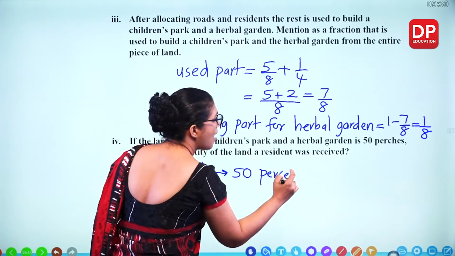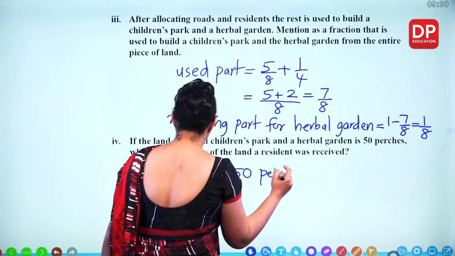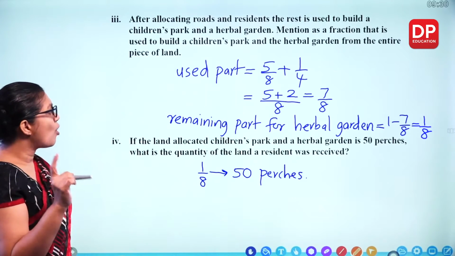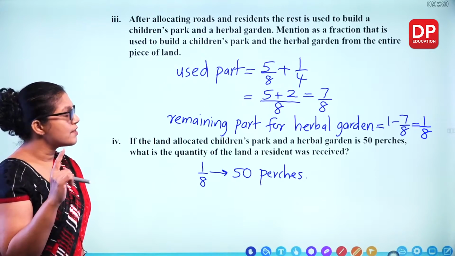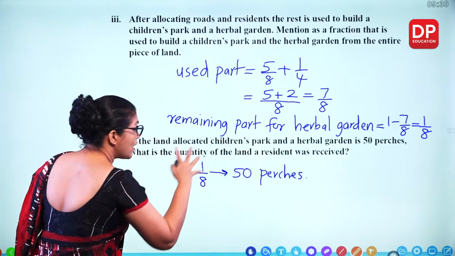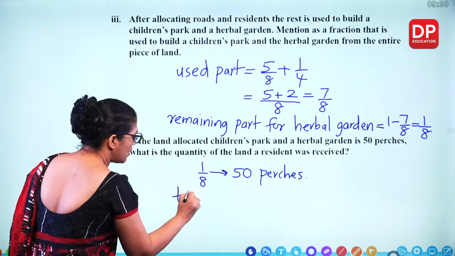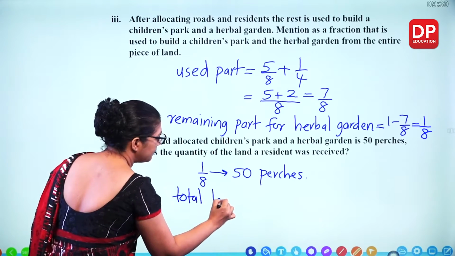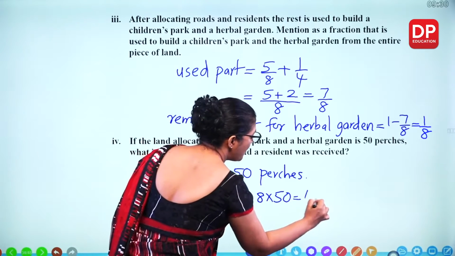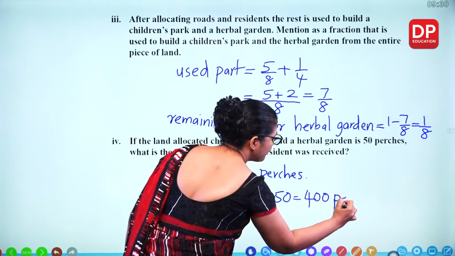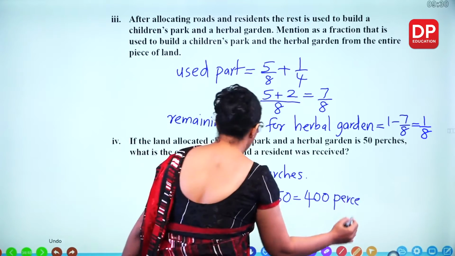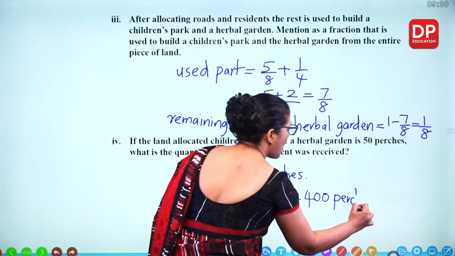And now they are asking what is the quantity of the land a resident received. So 1/8 is 50 perches. So what is the total? Total land is 8 into 50. That's 400 perches land.